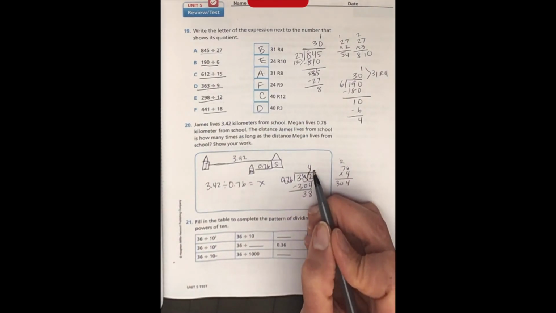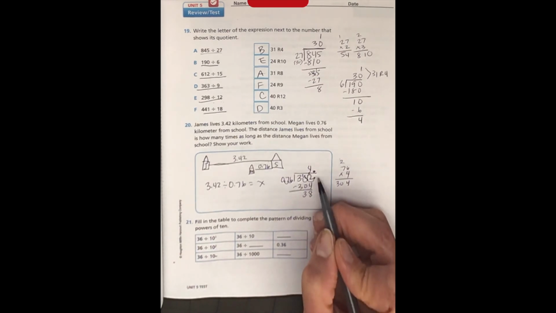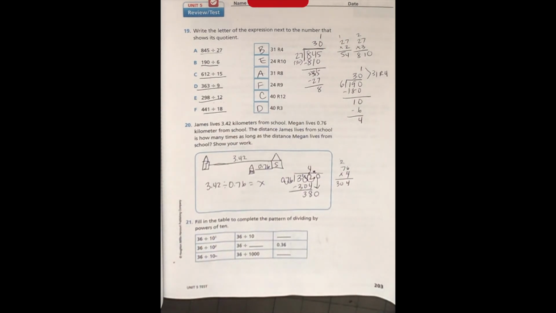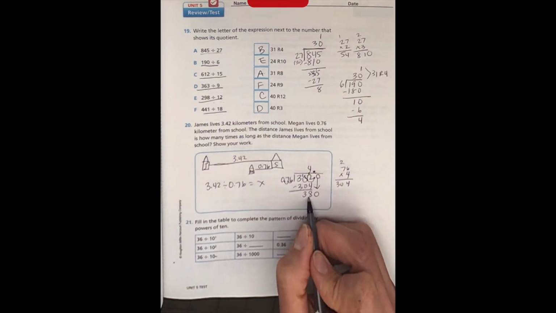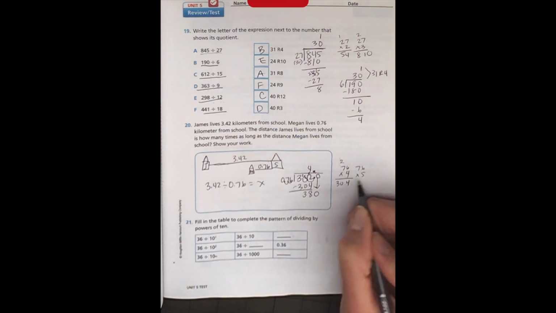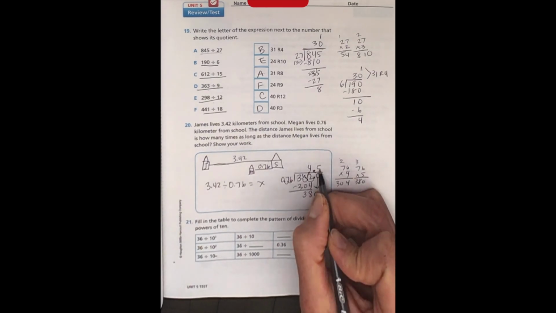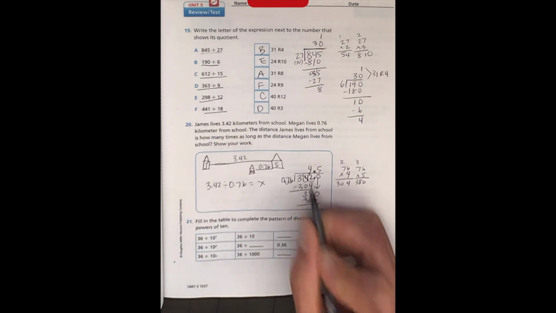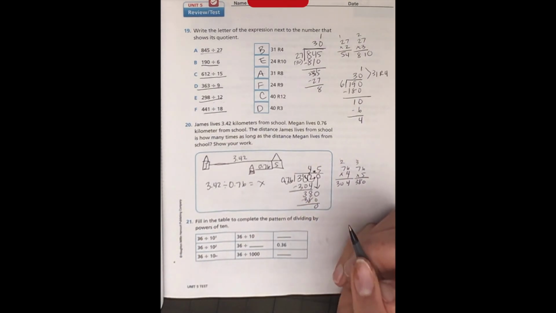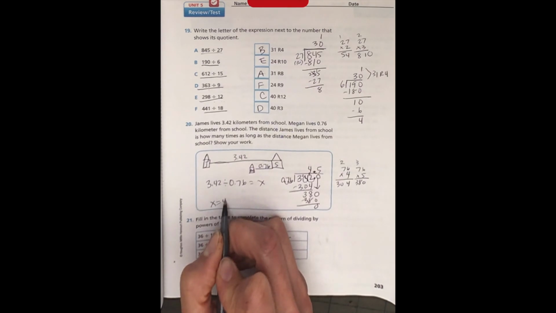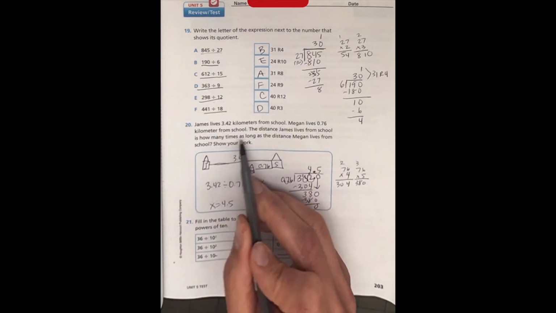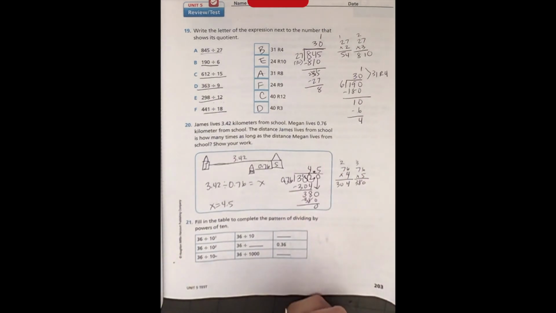But we're using decimals, right? So since I have that decimal there, I'm going to add zeros until I'm all done. So 76 goes into 380. Let's try 76 times 5. That's 30, 35, 36, 37, 38. Oh, perfect. So that's 380. And we have 4.5 as how many times as long the distance Megan lives from school, as James does.